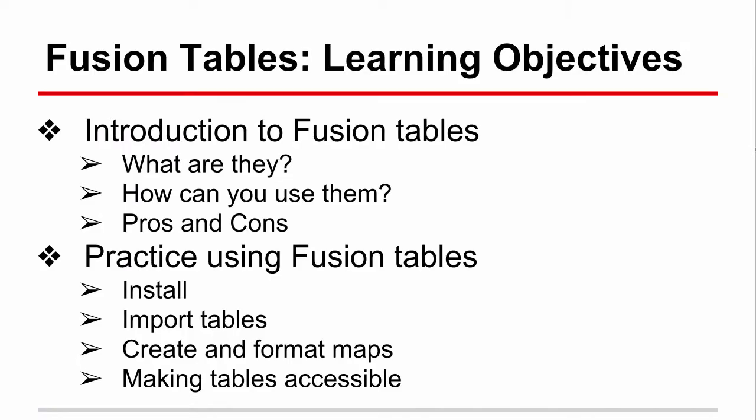I like to always go through the learning objectives before we get started so that everybody has a clear understanding of how we will be looking at Fusion Tables. So initially, I would like to introduce Fusion Tables. What are they? How can you use them? The pros and cons of using Fusion Tables. Then we will go through some basic tutorials that include hands-on activities to install, import, format Fusion Tables, and create and format maps, and change table and user accessibility.